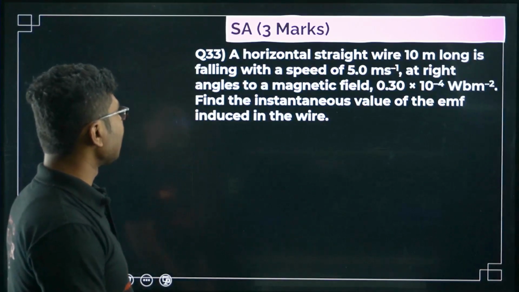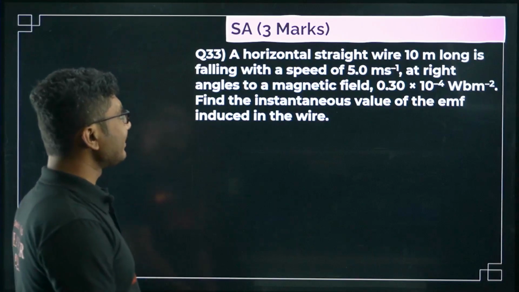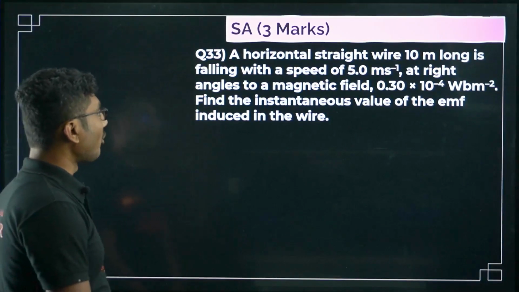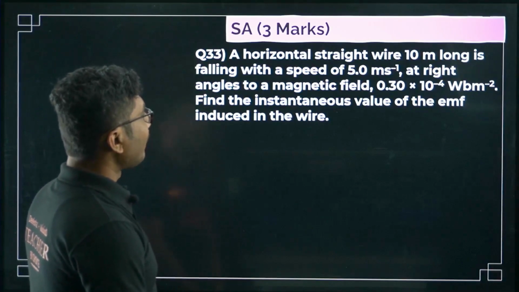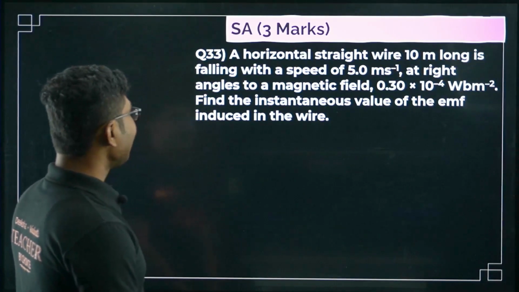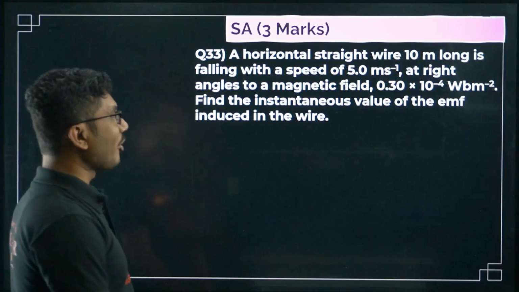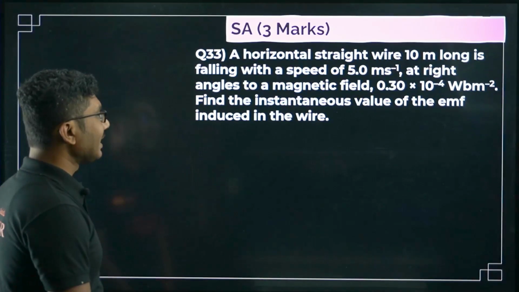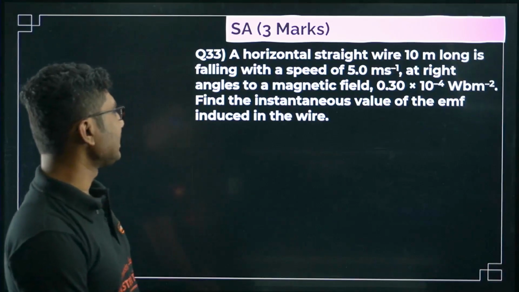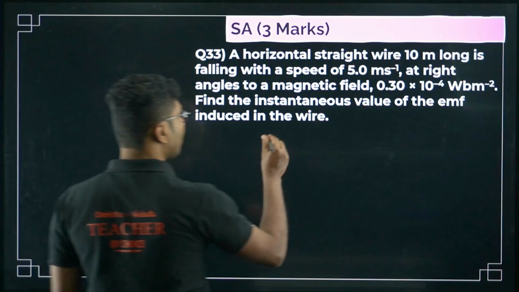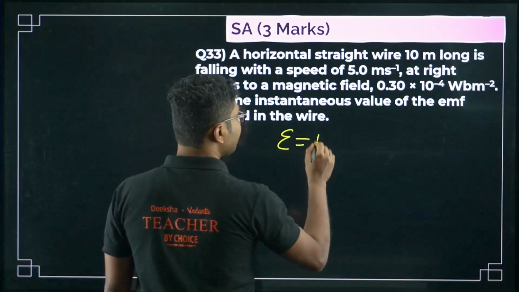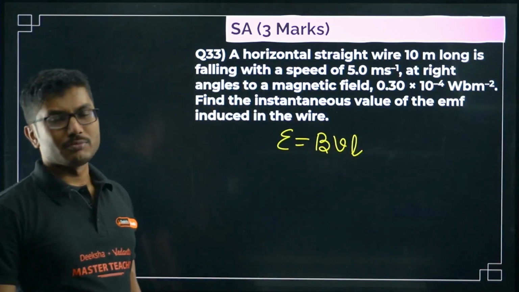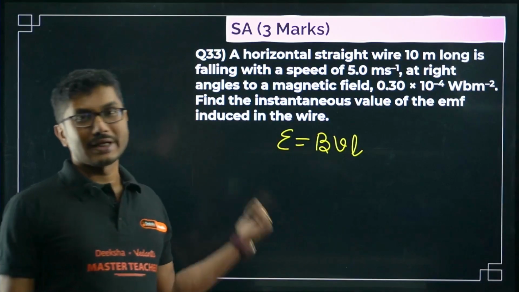Now let's see question number 33. A horizontal straight wire 10 meter long is falling with a speed of 5 meter per second at right angles to the magnetic field 0.3 into 10 to the power of minus 4 Weber per meter square. Find the instantaneous value of the EMF induced in the wire. So what is the formula for instantaneous EMF? It is BVL. As simple as that. If you identify this formula and apply it, you will get full marks.